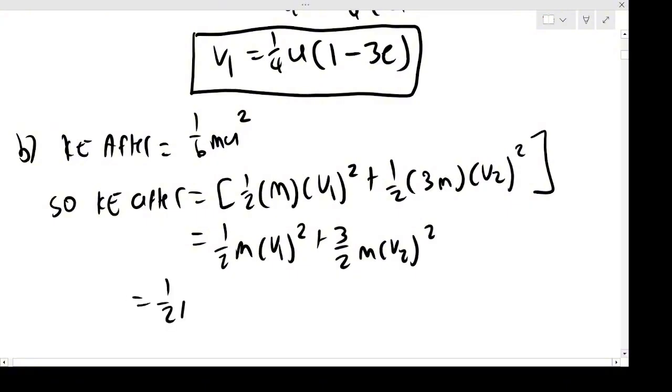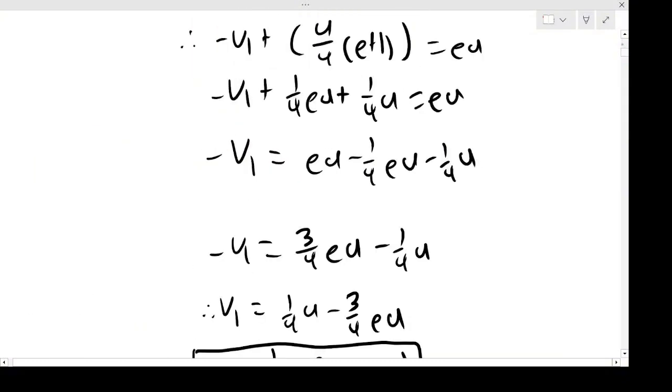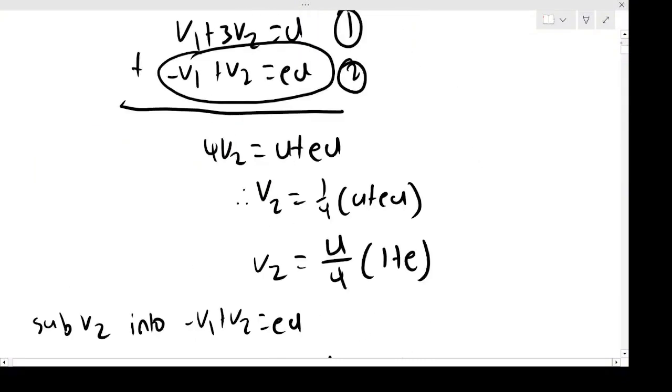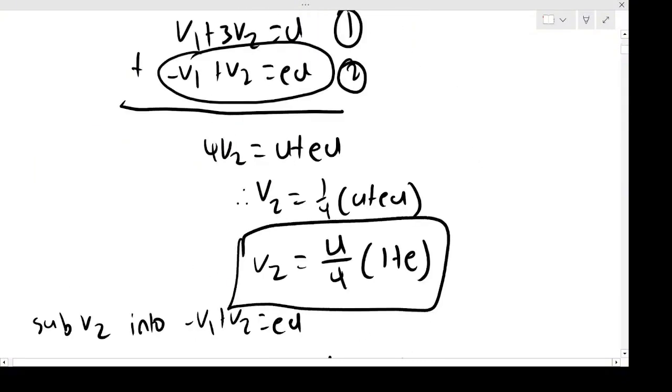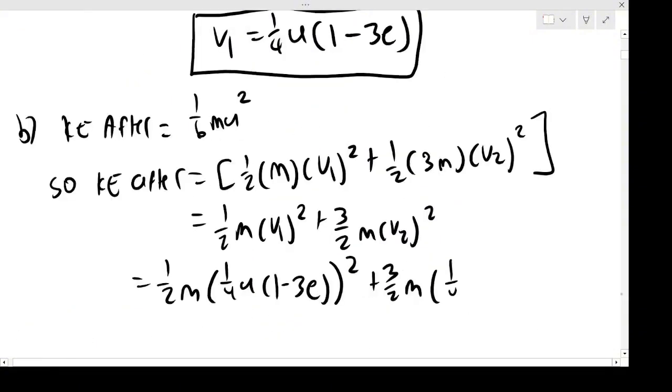So it's a half m, now V1 was a quarter u times 1 minus 3e, and that would be all squared. Again, pay attention to your brackets. And then 3 over 2 m, and V2 here is a quarter u of 1 plus e, so it's a quarter u of 1 plus e, all squared there.